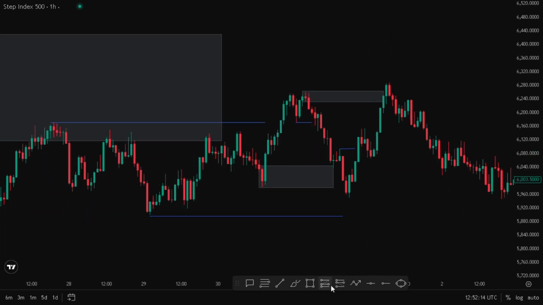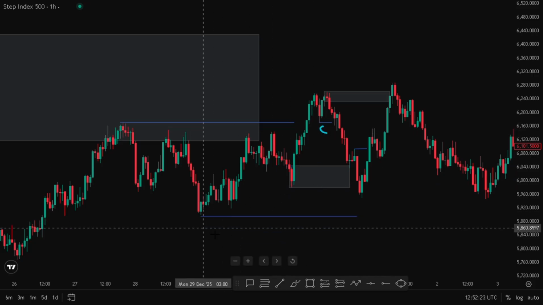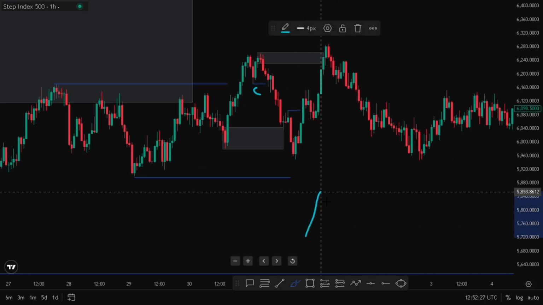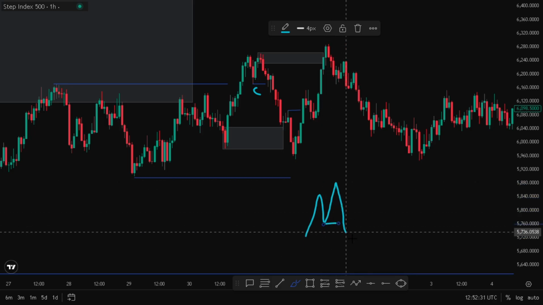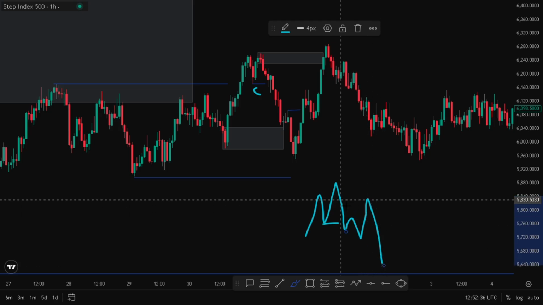But based on this, my inducement will be here. My change of character will come here, because in terms of change of character, I'm not thinking in terms of structure again. I'm thinking in terms of this impulse, correction, impulse, correction. Then this will serve as my change of character. Then I'll wait for inducement. Then I will sell from here.